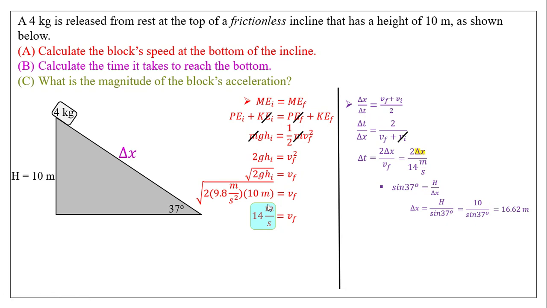Well, now that I know delta x, I can just plug it back into my delta t function. So I'm just going to carry this delta t function down. We know the 2, we're missing delta x. We know the denominator is 14 because we found that in part A.